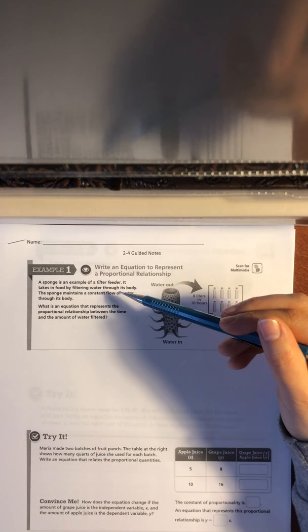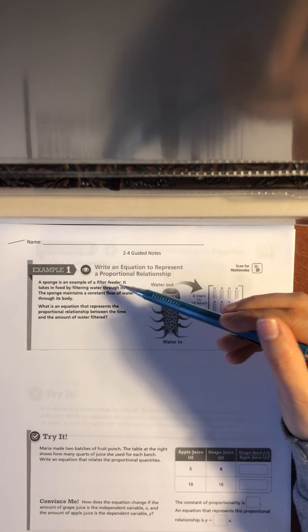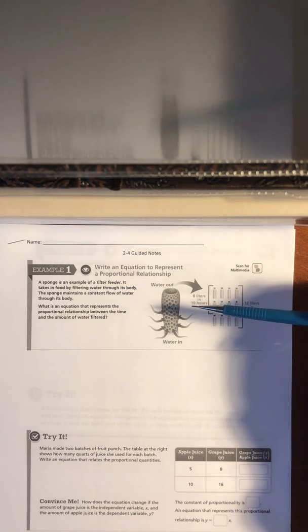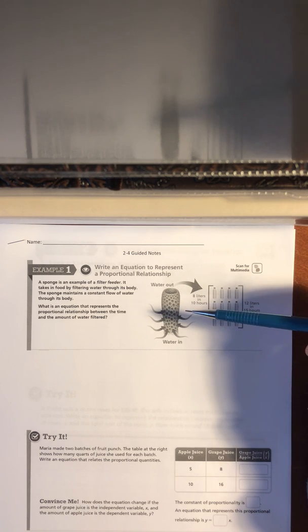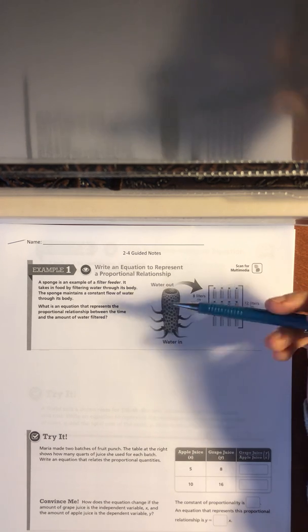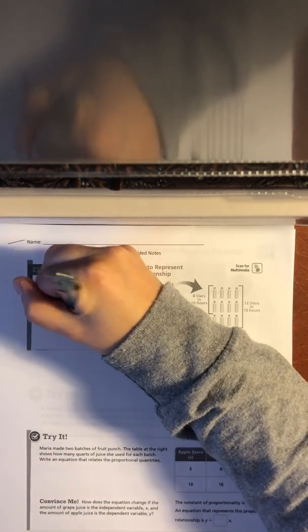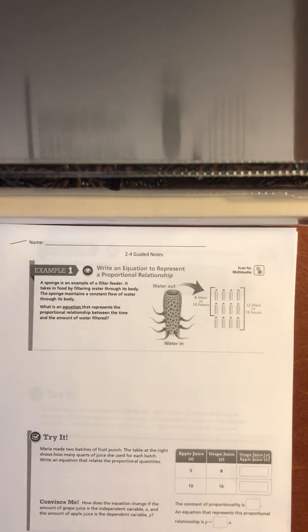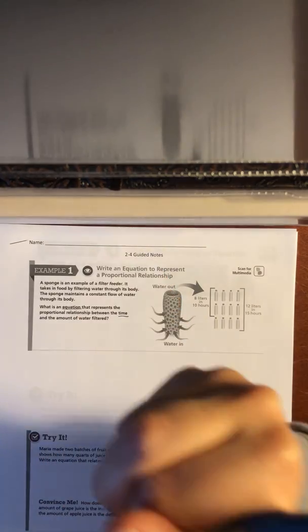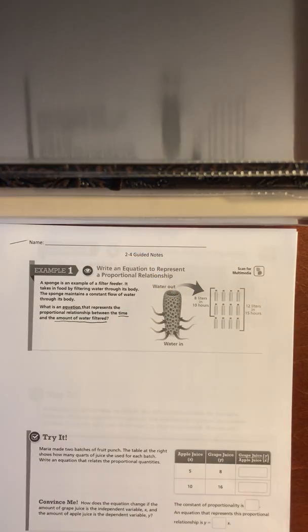A sponge is an example of a filter feeder. It takes in food by filtering water through its body. The sponge maintains a constant flow of water through its body. What is an equation that represents the proportional relationship between the time and the amount of water filtered? Okay, so we're looking for an equation here, and it lists time first, and then it lists the amount of water, okay?